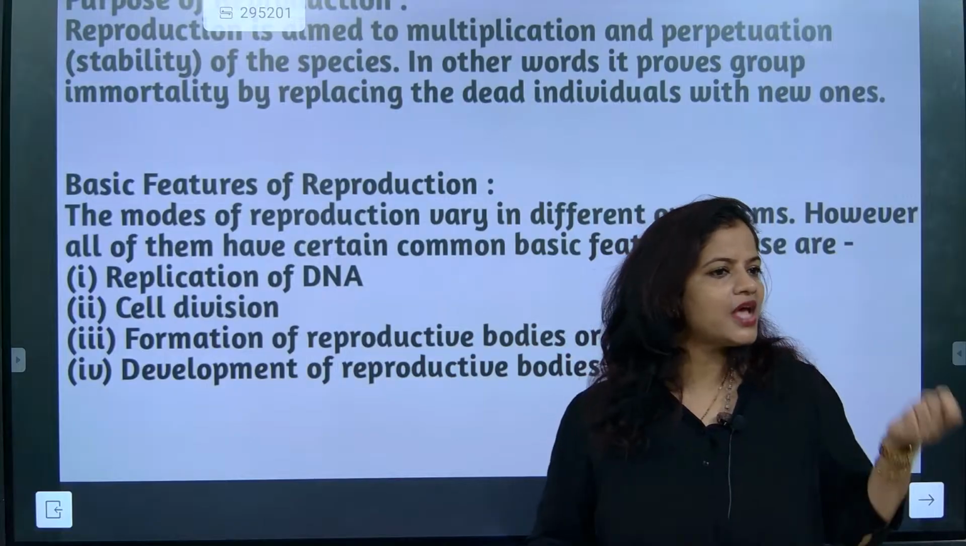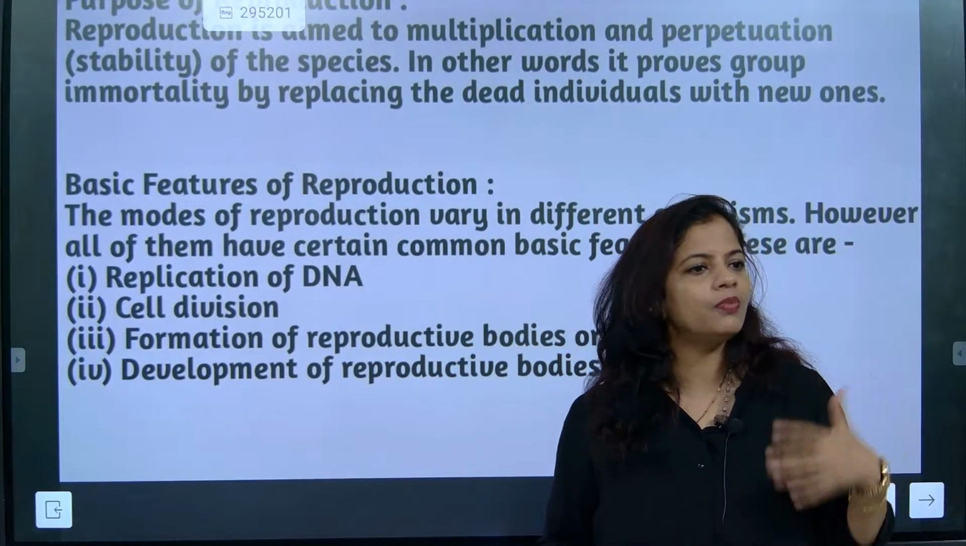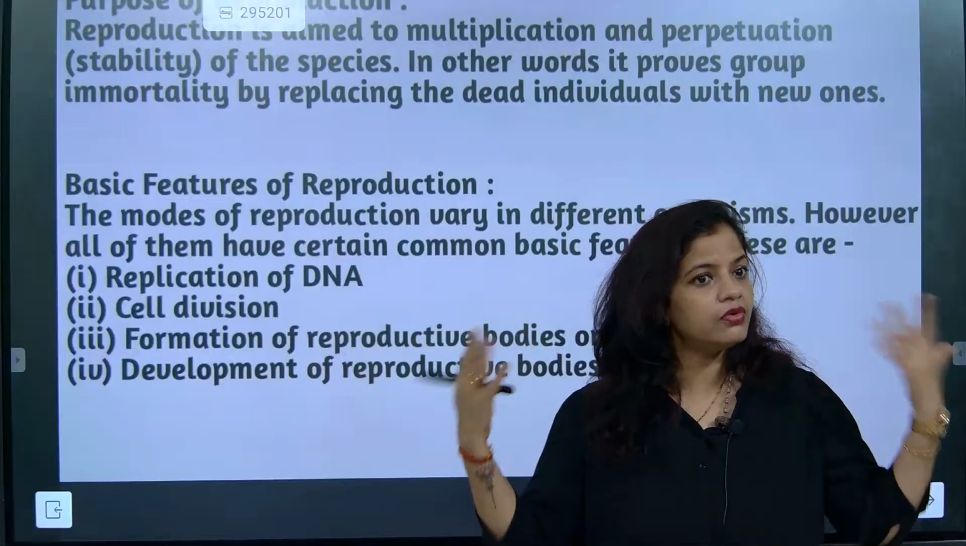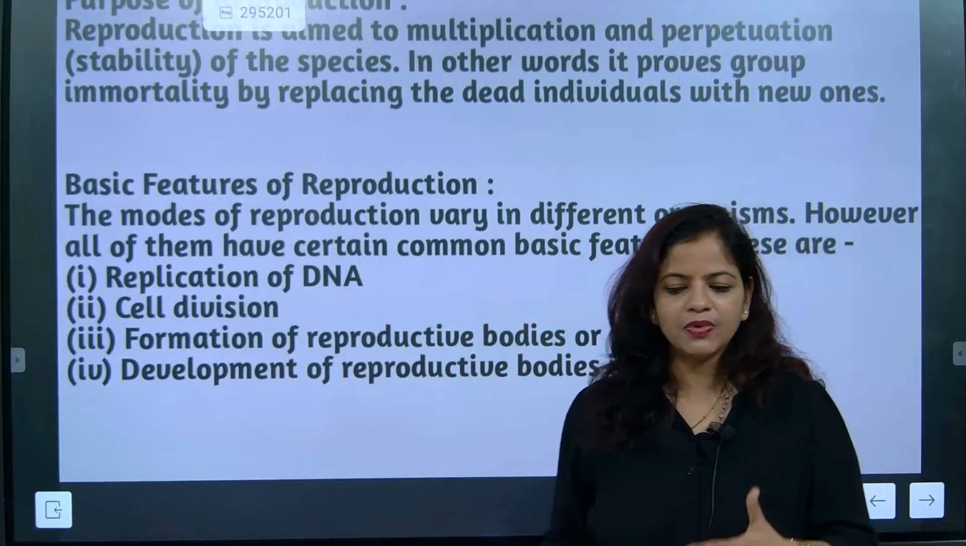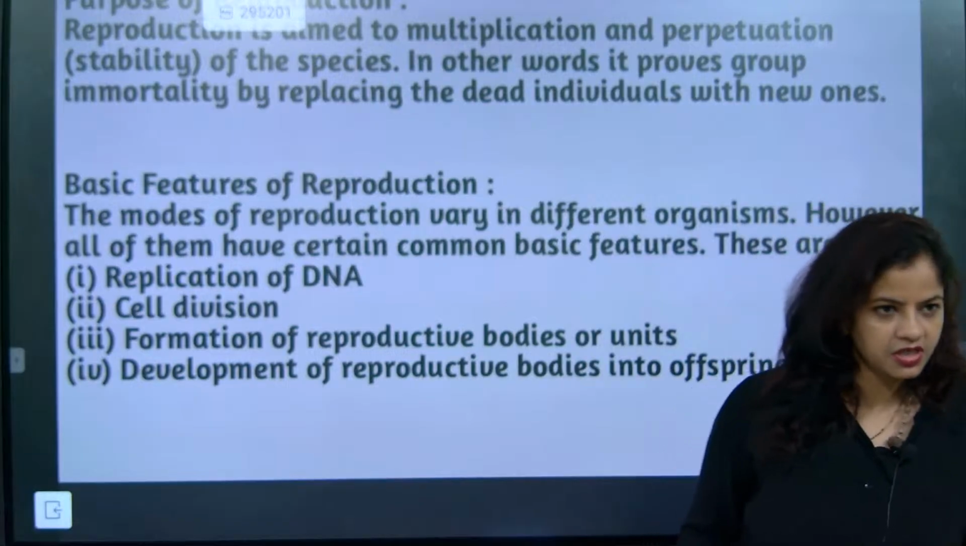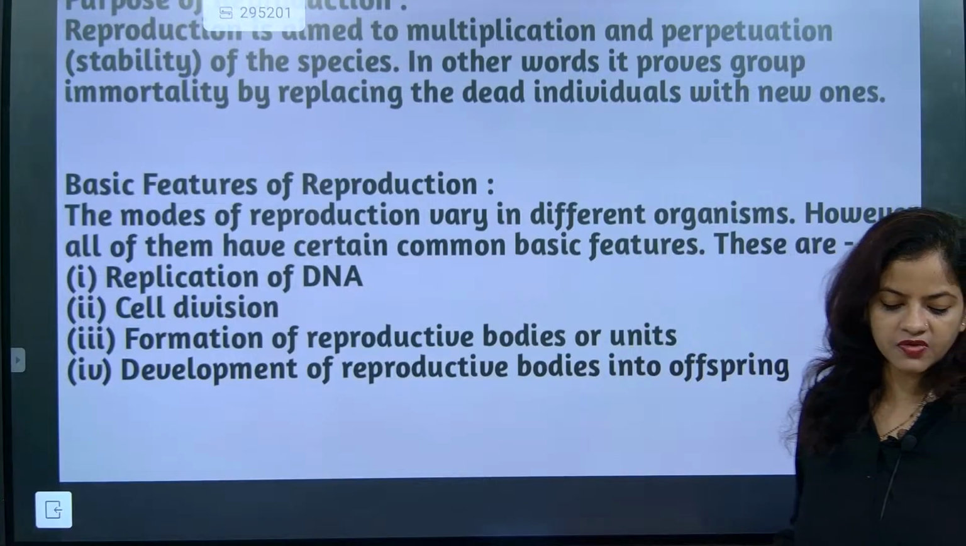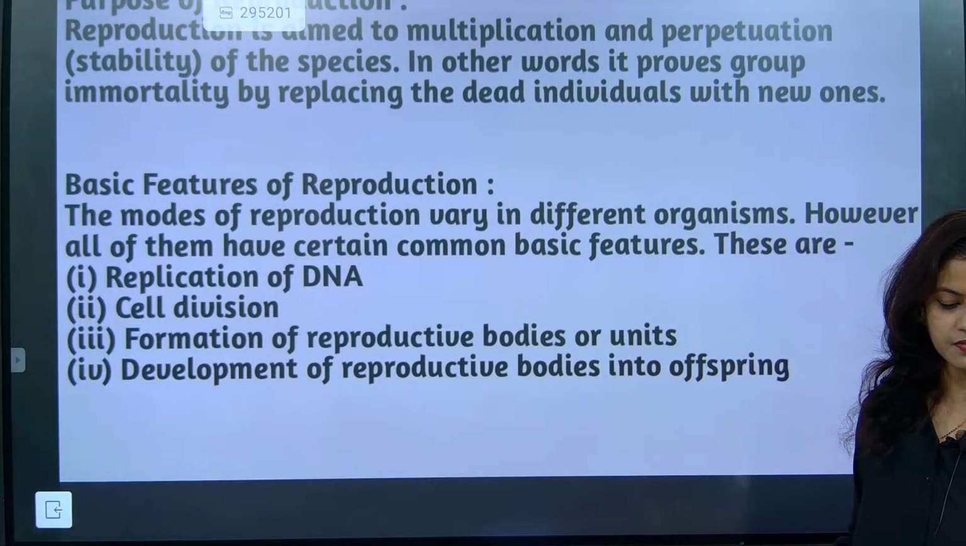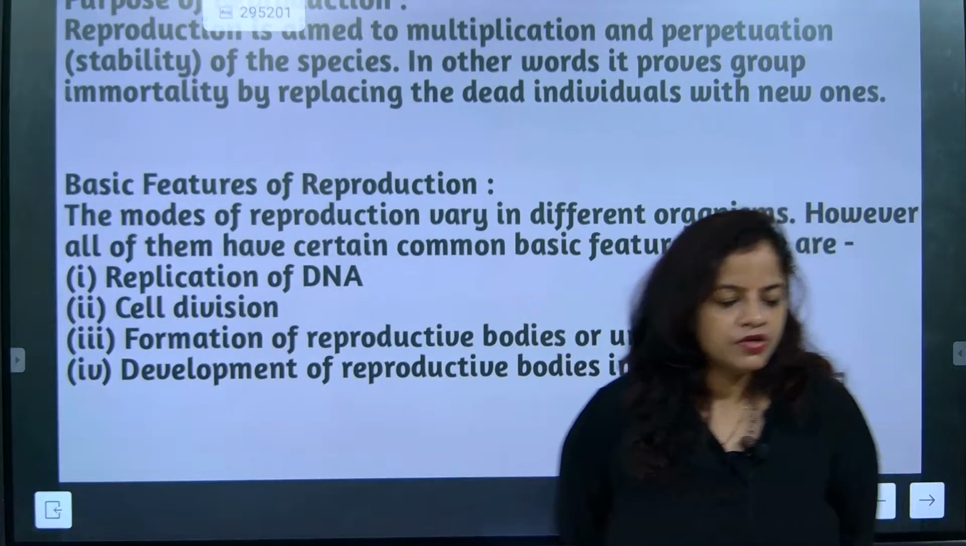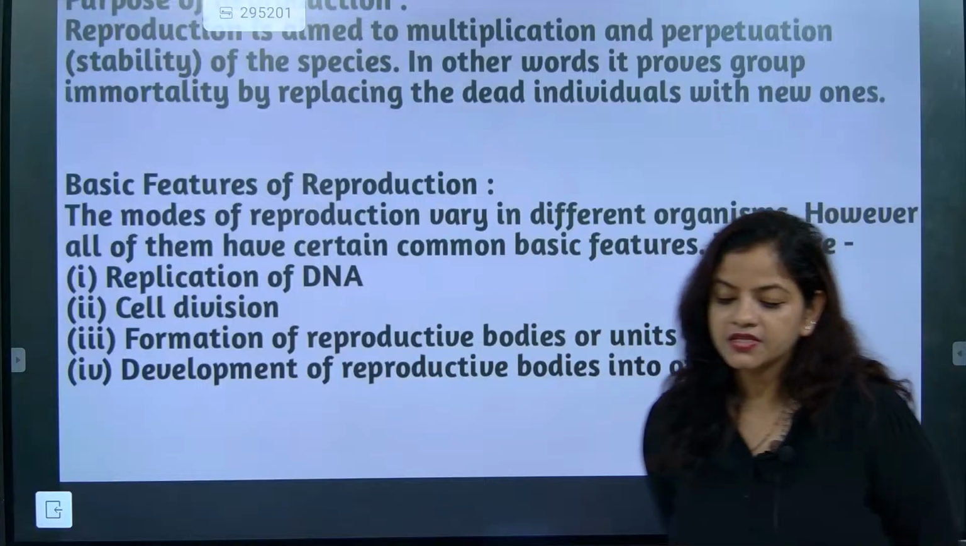So a small zygote, one single cell, will get converted, replicated, duplicated, and then it is exactly getting converted into a new species. Understood? So this replication, duplication, breaking is exactly a common process. So development of reproductive bodies into offsprings is again one specific feature. Understood or not? So here this is exactly about replication of DNA.